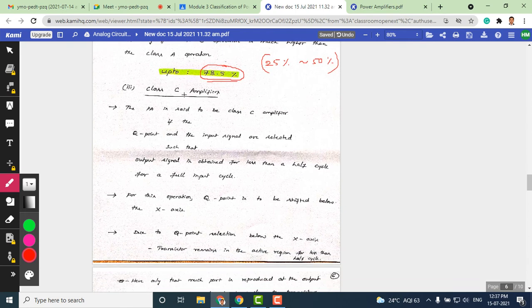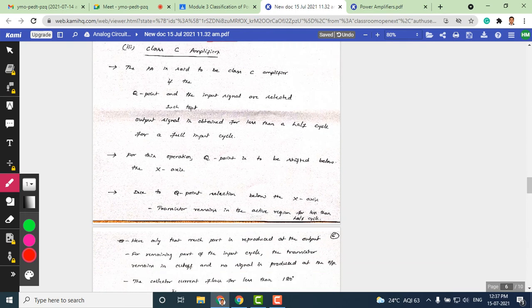Class C amplifier. Class C amplifier is the third type of amplifier. The power amplifier is said to be a class C amplifier if the Q point and the input signal are selected such that the output signal is obtained for less than a half cycle for a full input cycle.